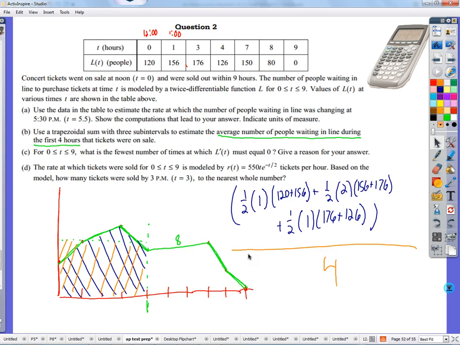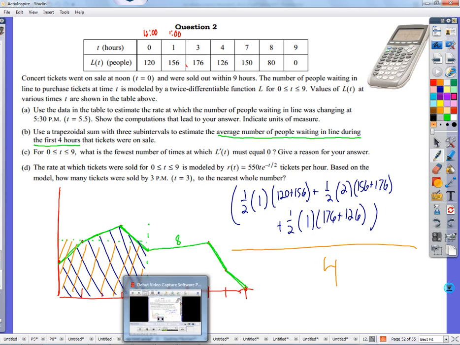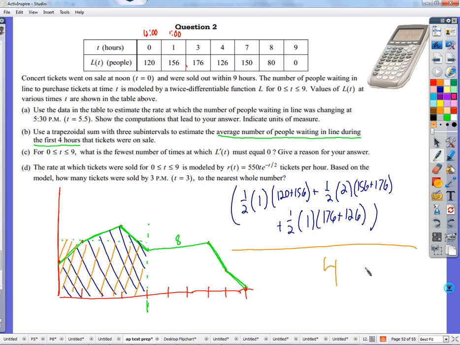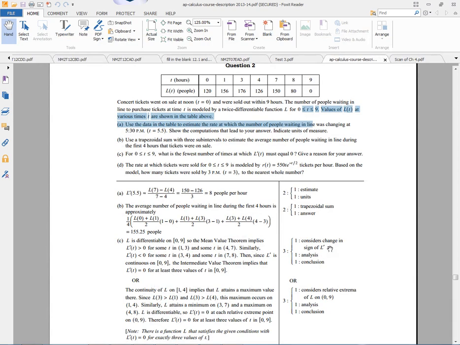But since the derivative itself is positive and then negative, somewhere between there, by the intermediate value theorem, there must be some point where it's equal to zero, right? If we were to draw the derivative, it would be positive here and negative here. It's twice differentiable, which means at least that it's continuous. So on this interval between here and here, since it switches from positive to negative, there must be a place where the slope is zero, where the derivative is zero. So it considers the change in L prime, the analysis of what that means, and the conclusion that there's three.